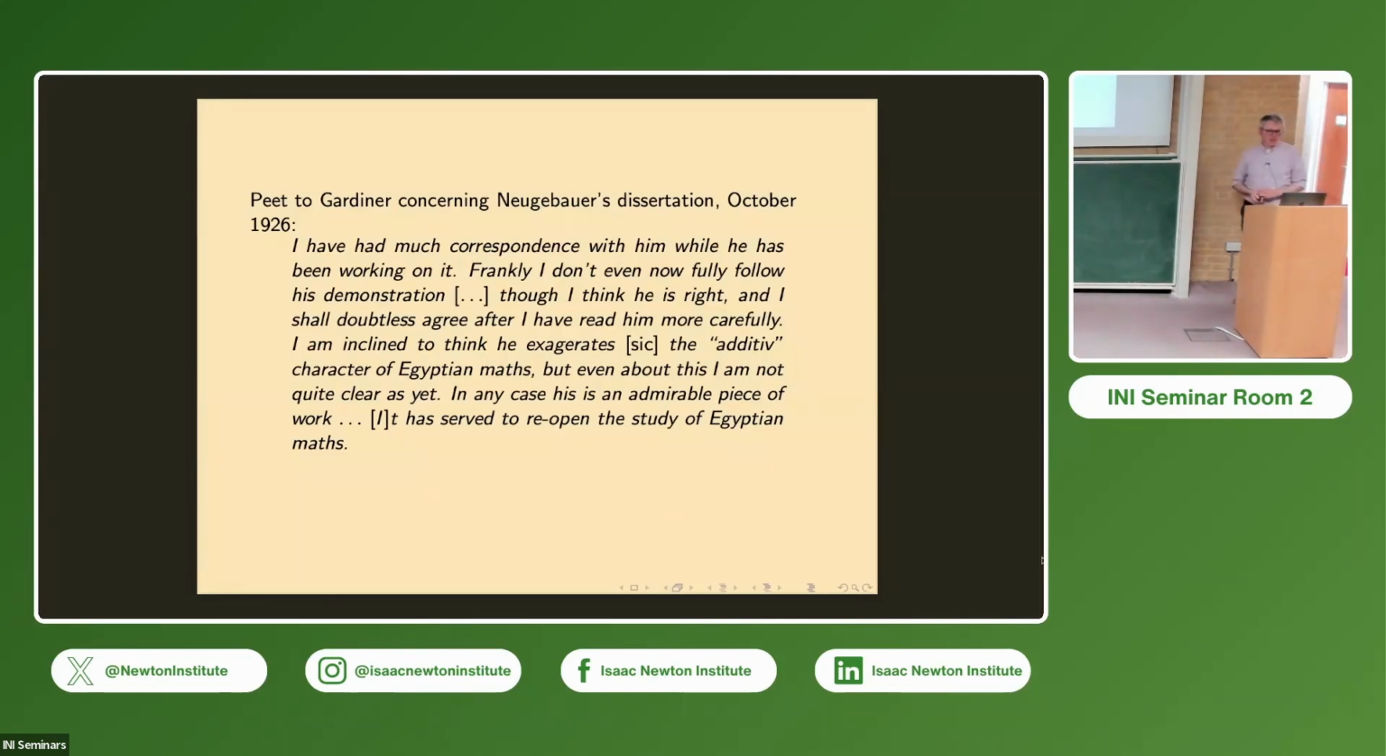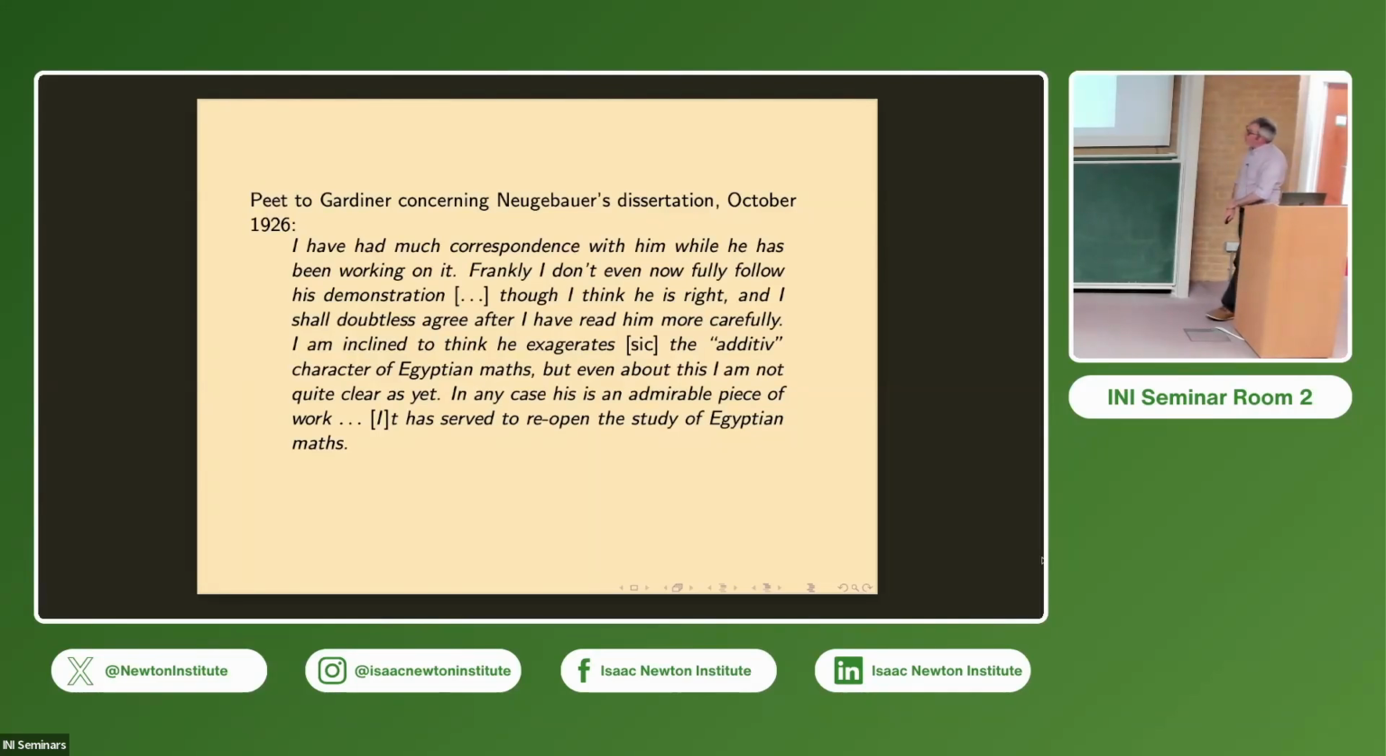But Pete thinks he's inclined to exaggerate that, and so that's another theme that runs through. Neugebauer and others are very certain of their conclusions, but Pete, ever the cautious Egyptologist, is never quite happy with the certainty with which people put their ideas across. But still, he's very happy that this has served to reopen the study of ancient Egyptian mathematics. He's happy to see this being studied.